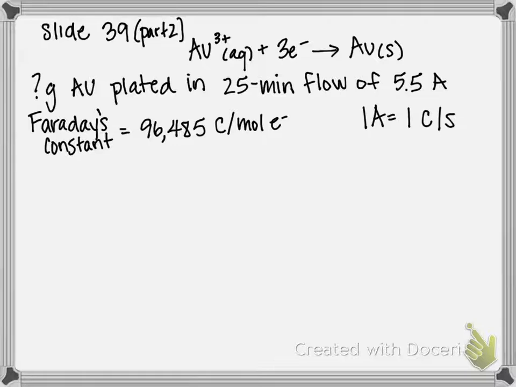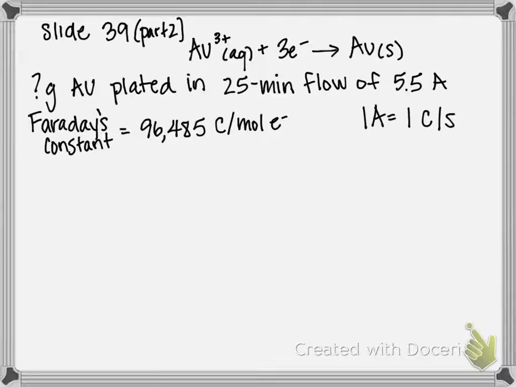of gold. So the plan of attack for this, if you're looking at slide 39, is to start with minutes, translate that to seconds, and then from seconds we're going to be in coulombs, and we're going to use the 5.5 amps to do that. And then from there we can translate into moles of electrons using Faraday's constant, and then moles of electrons we can translate into moles of gold using our half reaction, and then from there moles of gold can go into grams of gold. So that's our plan of attack for this one.